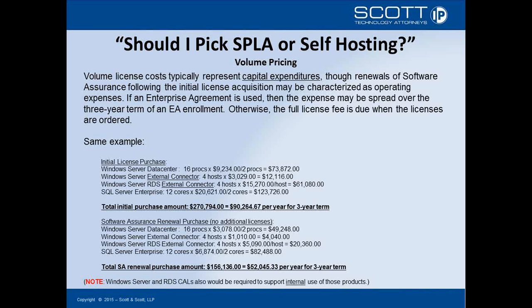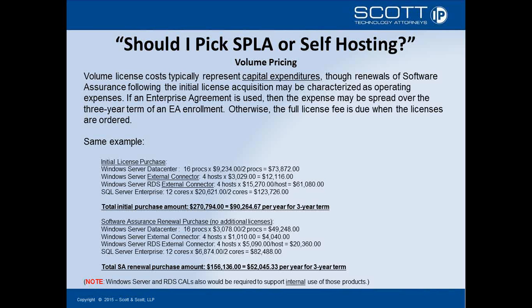The first set of prices in the example represent the amount you would pay for the initial term. So when you first set up your environment, you buy the licenses and you buy software assurance. That's going to end up being more since you're paying for the licenses with the software assurance, and you can see the total purchase amount for a 3-year software assurance term in this example would be about $270,000, and then you can just divide that by 3 to see what your annualized cost would be.